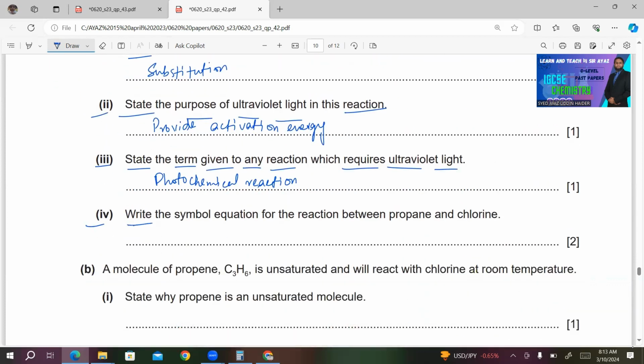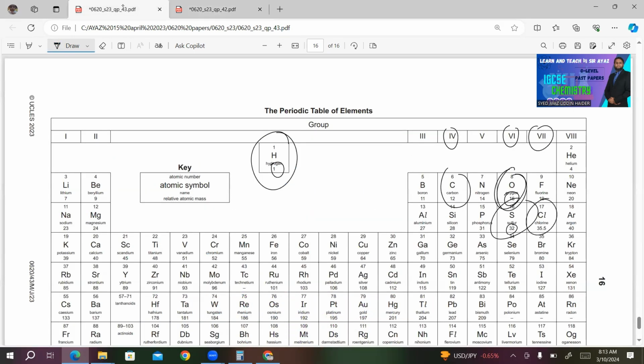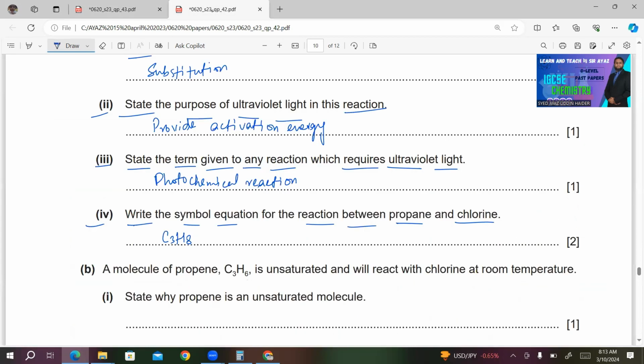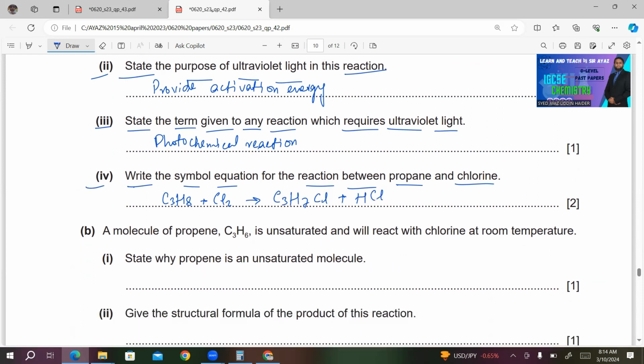Number 4, write the symbol equation for the reaction between propane and chlorine. This is the formula for propane, C3H8, plus chlorine. It belongs to group 7, and they all exist in diatomic state. So you'll write plus Cl2. One of the atoms, that is hydrogen, will be replaced by chlorine. So you'll write C3H7Cl plus HCl. So these are the two products obtained in this reaction.